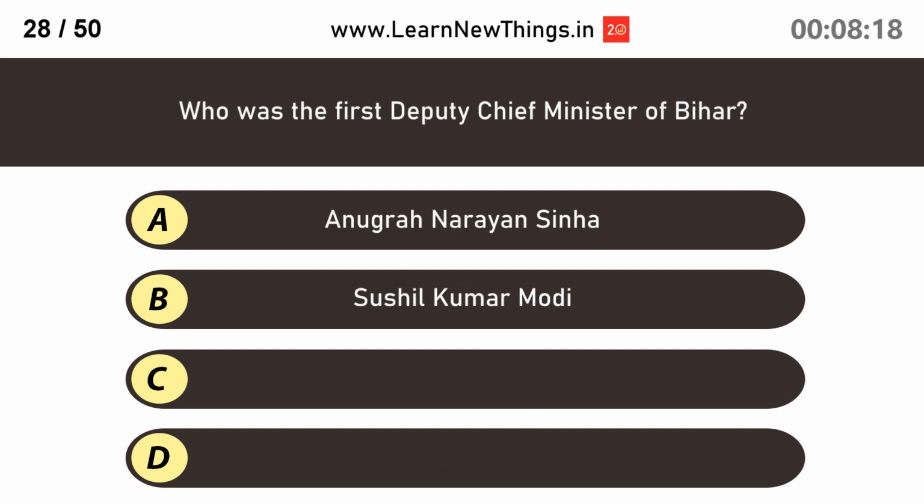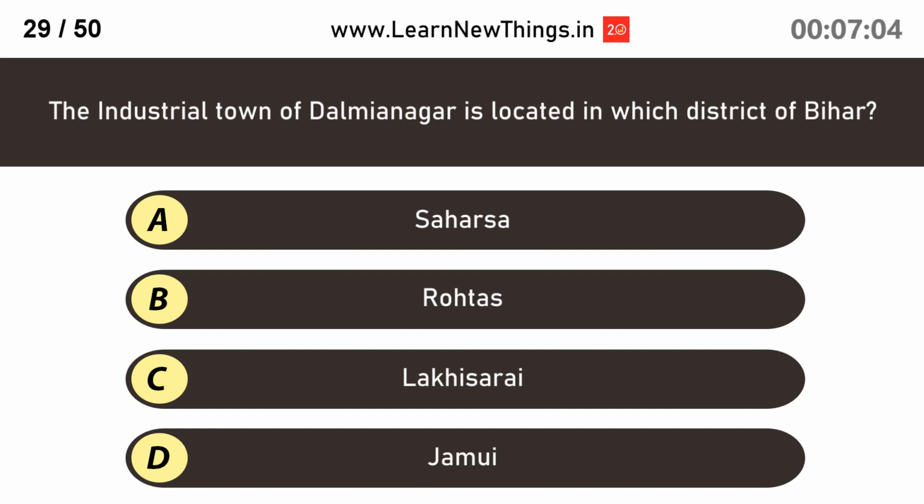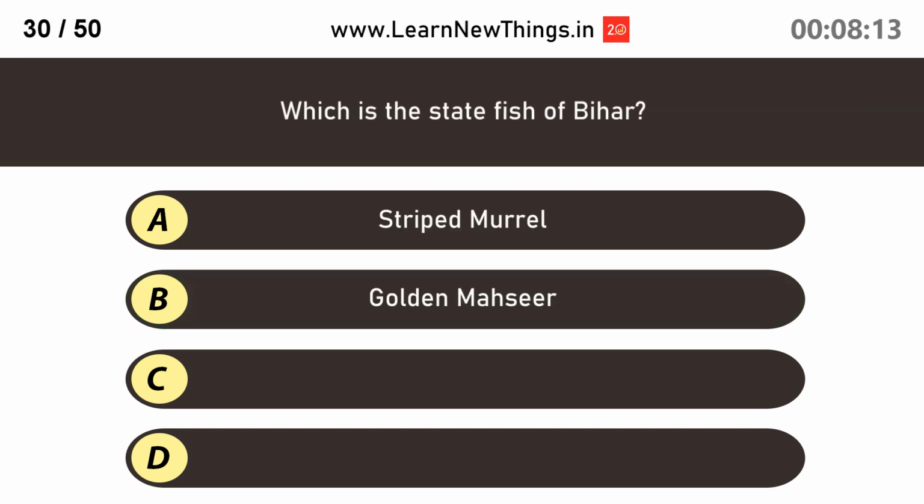Who was the first Deputy Chief Minister of Bihar? Anugrah Narayan Sinha. The industrial town of Dalmia Nagar is located in which district of Bihar? Rohtas. Which is the state fish of Bihar? Walking catfish.